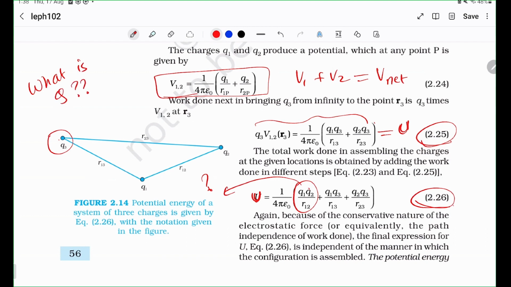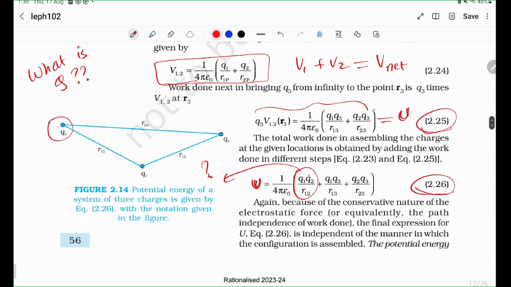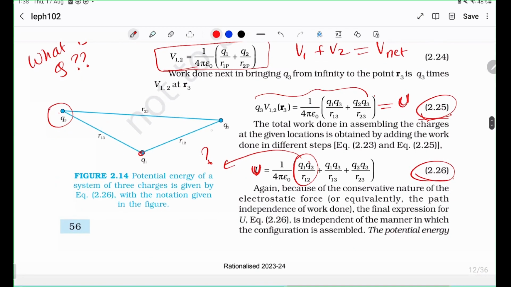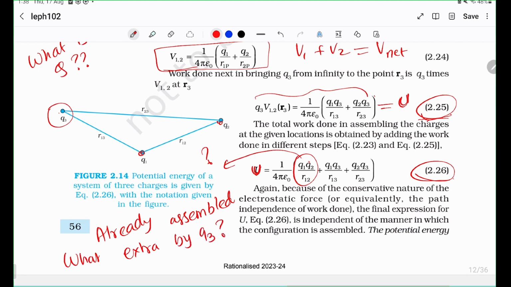That's very important. In the first case, the question is saying these two charges have already been assembled. Now they're asking what is the extra energy required by bringing the third charge. For that question, the answer is this one.